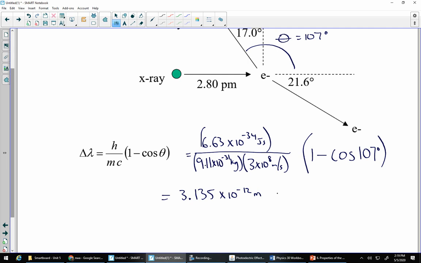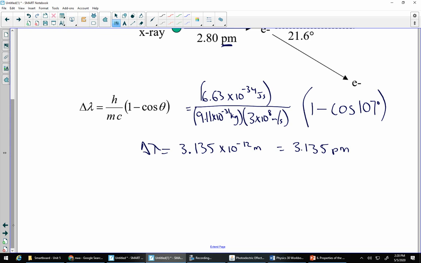I'm going to take this one step further, and I'm going to actually put it into picometers because my other one's in picometers as well. So we'll need to do some sort of conversion somewhere. And let's see, so that's 3.135 picometers, which by the way are my favorite units in physics. They're just so dang cute, picometers. Cool, so this is my change in the wavelength.